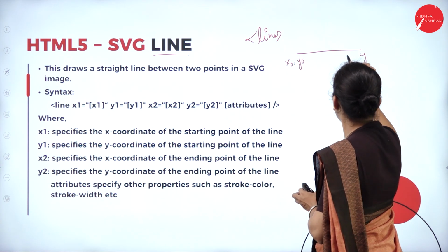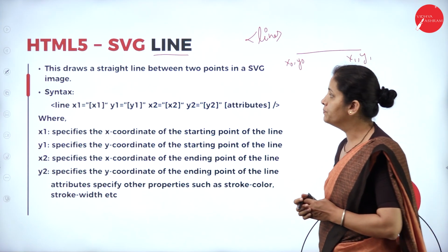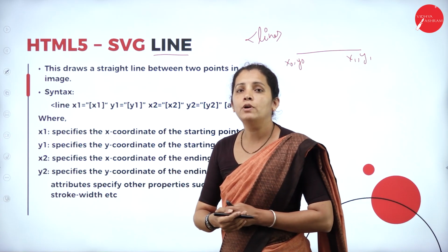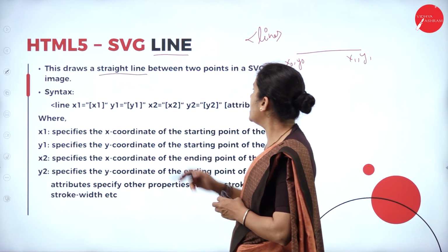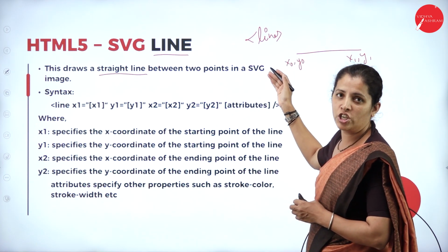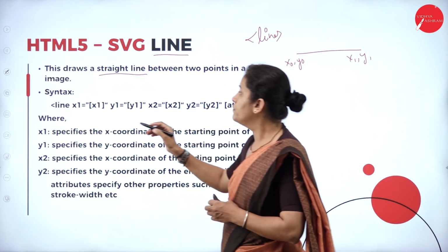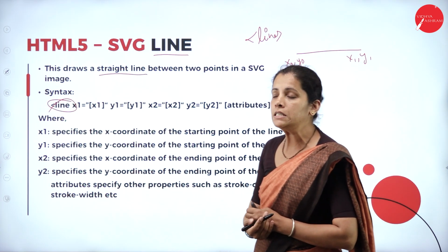I want the x1 coordinate and y1 coordinate so we are able to draw the line. What kind of line? A straight line between 2 points in an SVG image. So see here, what is my element name? The element name is line, okay.